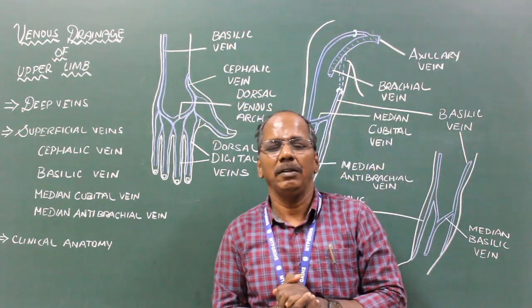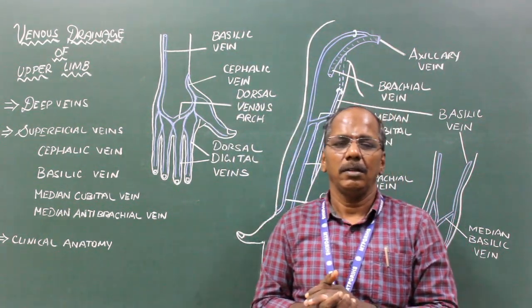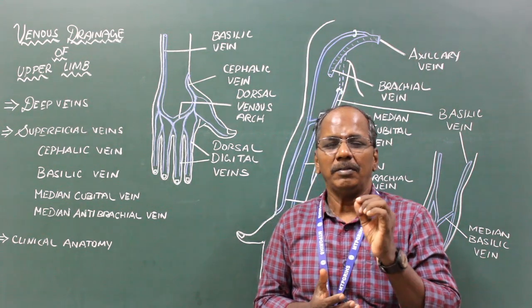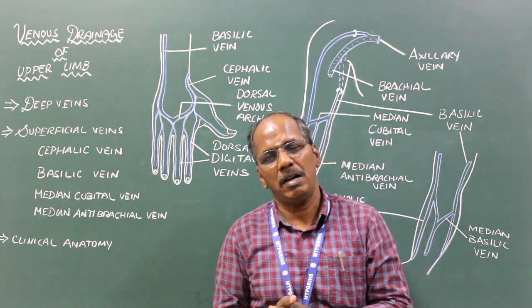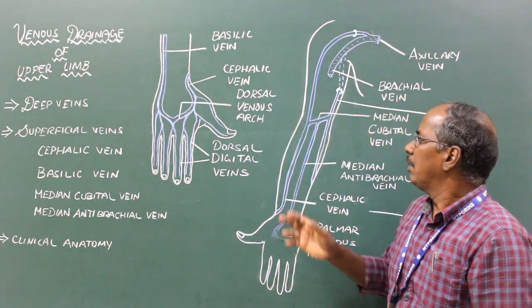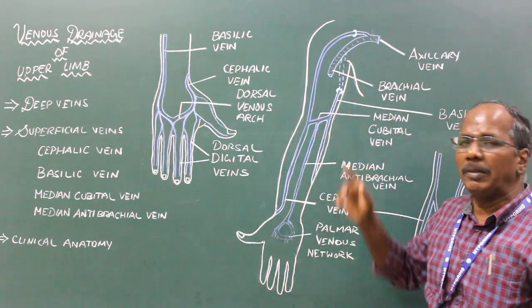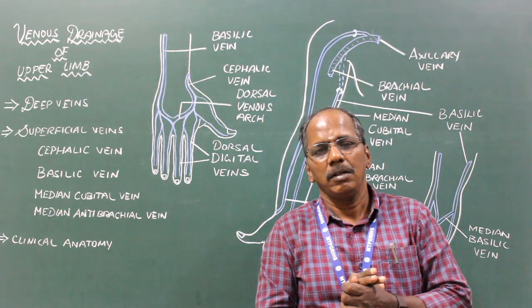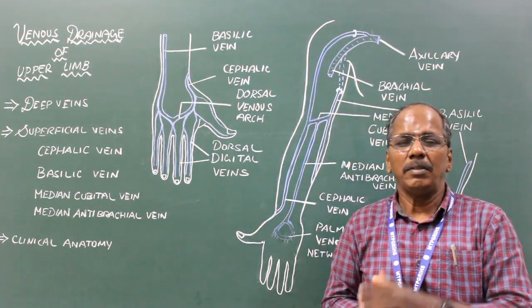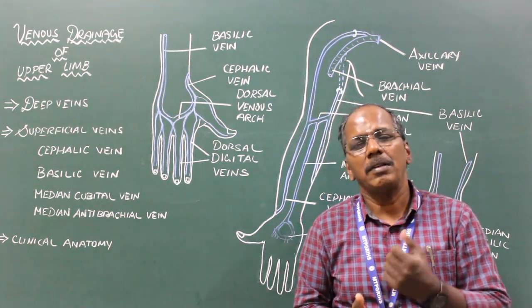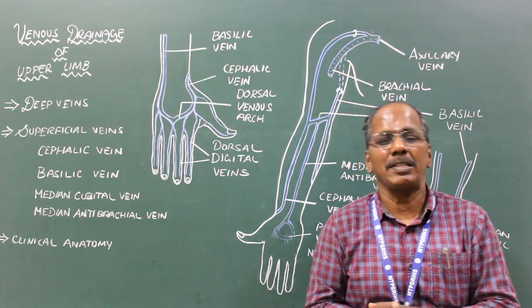Clinical anatomy. Venipuncture in the cubital fossa. The cephalic vein, basilic vein and the median cubital vein are used for withdrawing the venous blood or for IV injections.